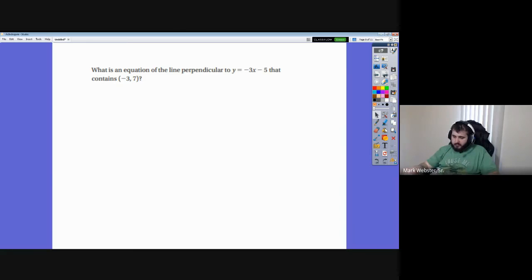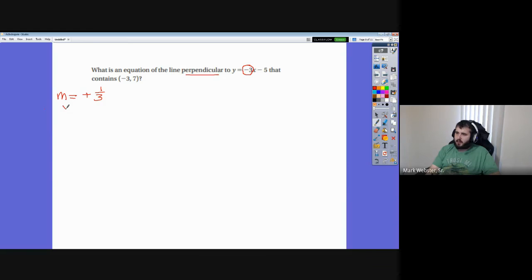Okay, let's go over this one now. So once again, all we care about is this slope. The slope is what tells us the answer. The rest of it, throw it away. That's the only part we need. And then since we're doing perpendicular, opposite reciprocal. It was negative, now it's positive. It was 3/1, now it's 1/3.